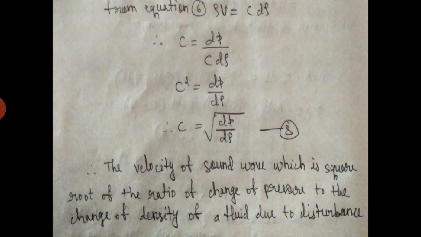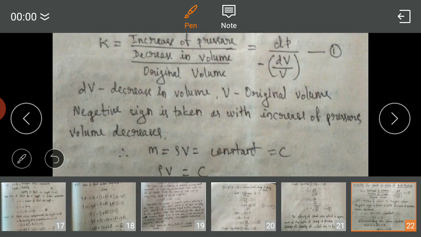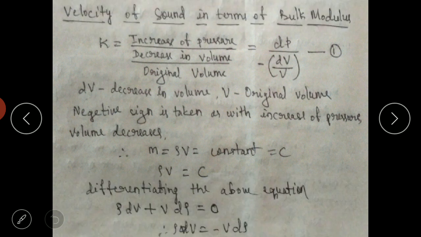That is C is equal to square root of dP by d rho, where dP is the change in pressure and d rho is the change in density of the fluid. Now moving forward, we will first define bulk modulus, then we will correlate both velocity of sound as well as bulk modulus. As we know, bulk modulus, which we already used in the first module, is the increase of pressure divided by the decrease in volume relative to the original volume, that is, change in pressure to the volumetric strain, equal to minus dP by dV by V.